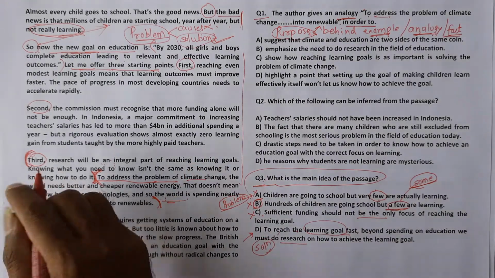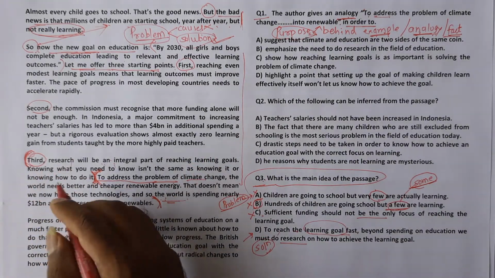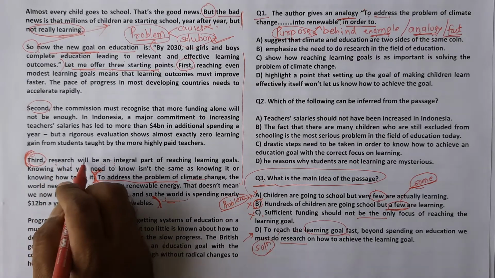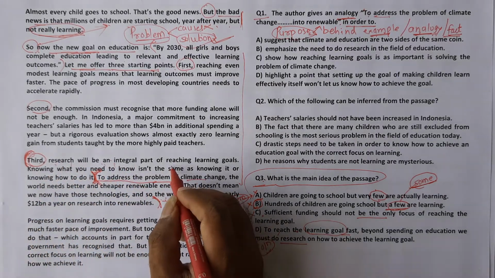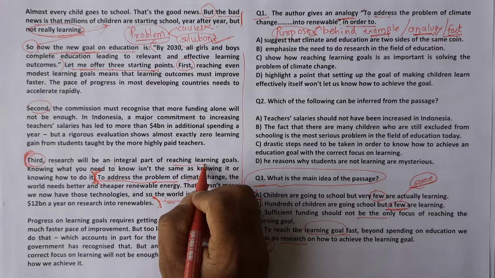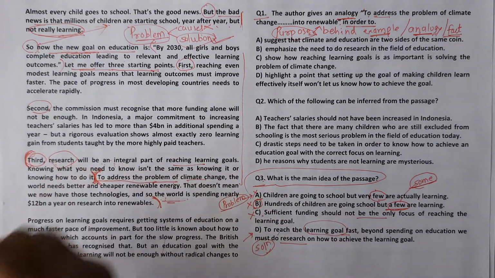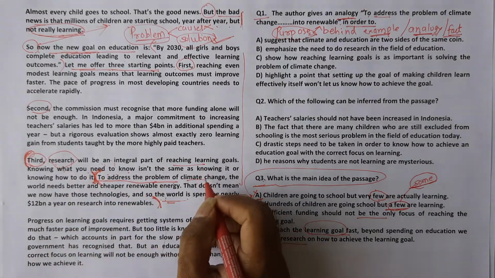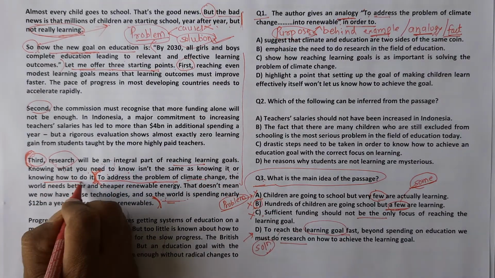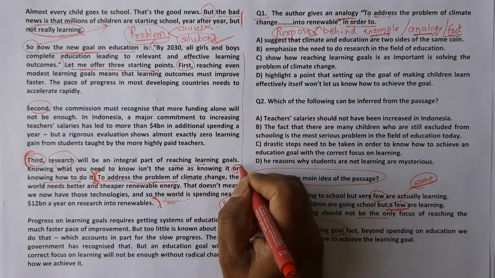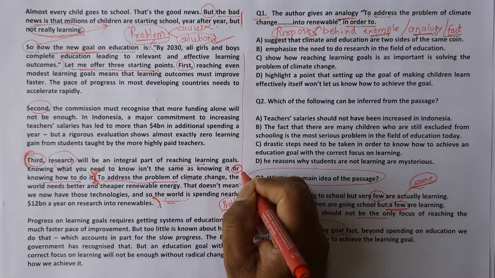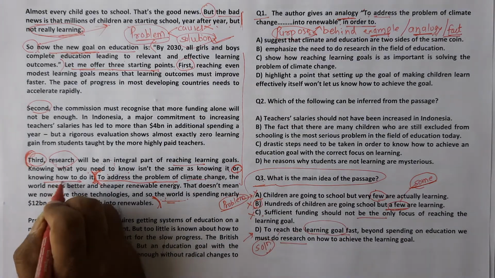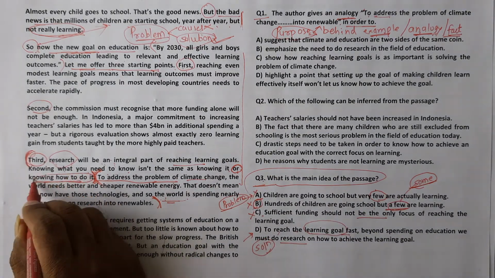Now what these 3 lines are written, let us read these 3 lines. Research will be an integral part of reaching learning goals. Learning goals तक जाने के लिए research चाहिए. Why research चाहिए? Because knowing what you need to know isn't the same as knowing it or knowing how to do it. Whenever there is or, always focus on what is written after or. तो after or क्या लिखा हुआ है? Knowing how to do it.